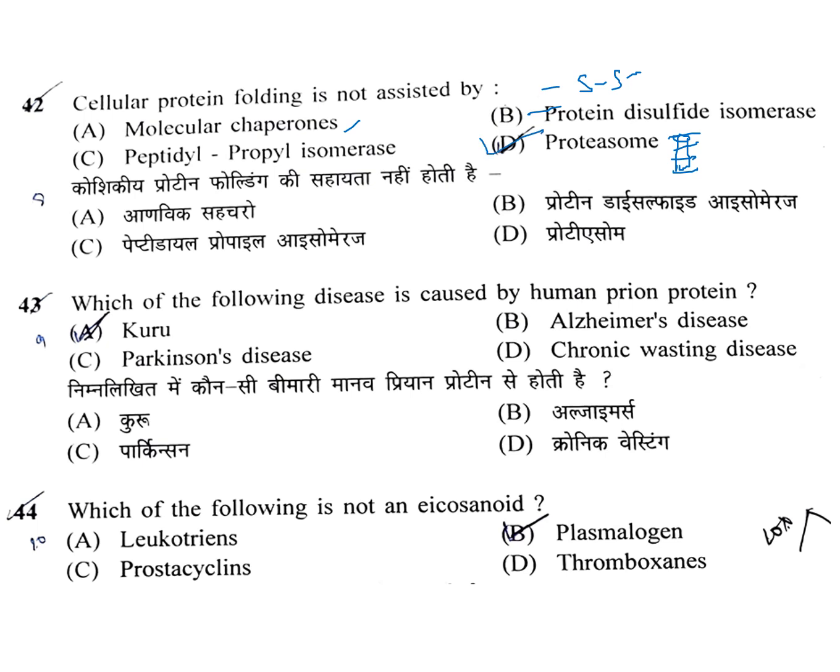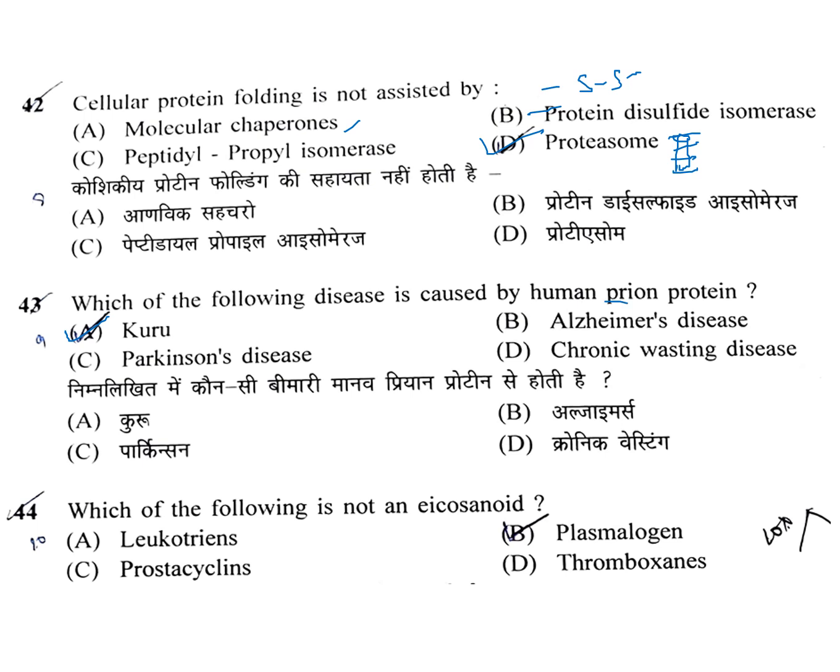Now, which of the following diseases is caused by human prion protein? Kuru, Alzheimer's disease, Parkinson's disease, or chronic wasting disease? So, Kuru is a disease which is caused due to human prion protein in human.